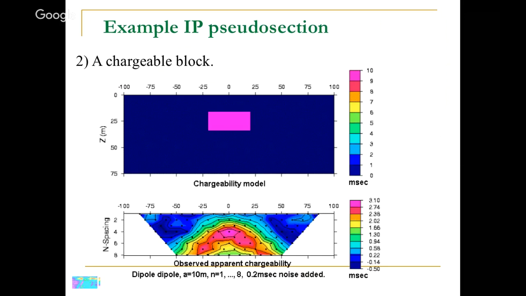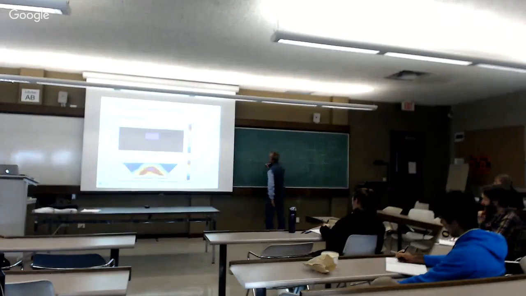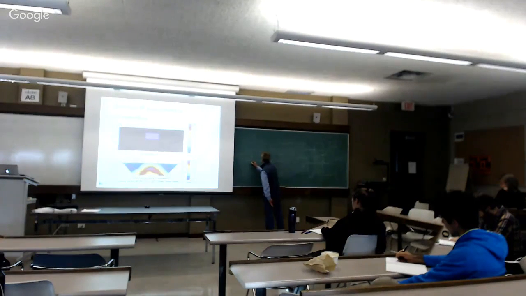This axis here is not true depth. It's kind of like a pseudo depth. It's really just recording the n spacing, the difference. I don't think I mentioned that. So in a dipole-dipole survey, here's my current electrode. So these guys are all the same distance. So this is A. That's A. You're doing it at the same distance.